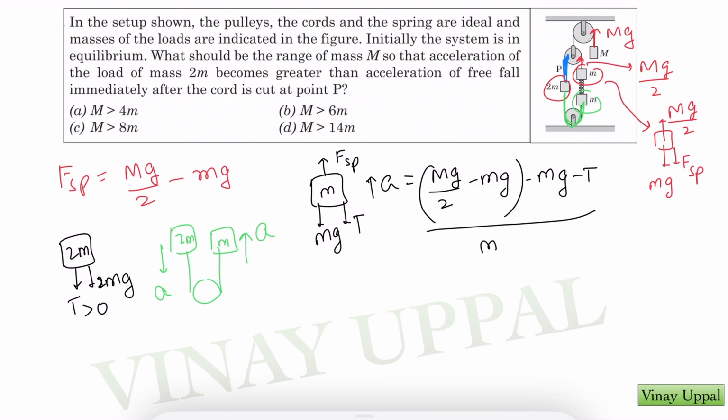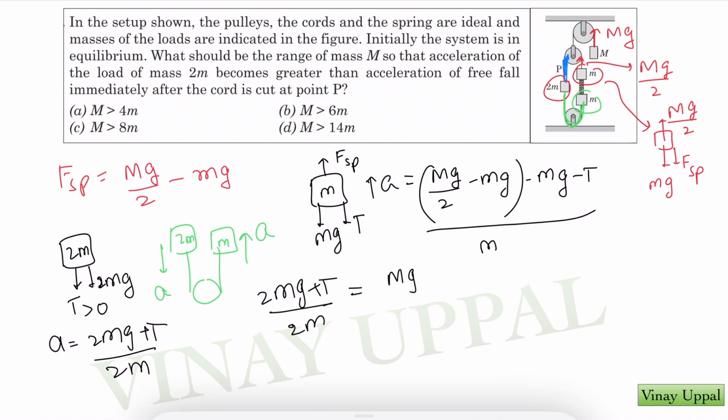Now the same acceleration is also of 2m. So acceleration of 2m would be (2mg + T) divided by 2m. So I'm just going to equate these two. So I'll have (2mg + T) divided by 2m should be equal to Mg/2 minus (2mg minus T) divided by m. So the relation that I'll get is tension is equal to Mg minus 6 small mg.